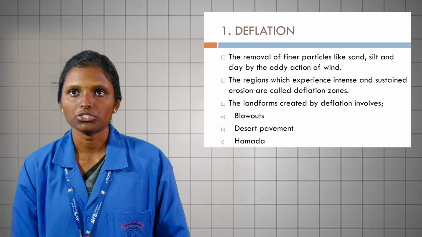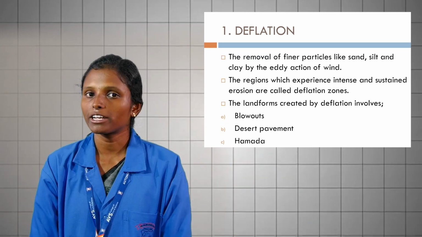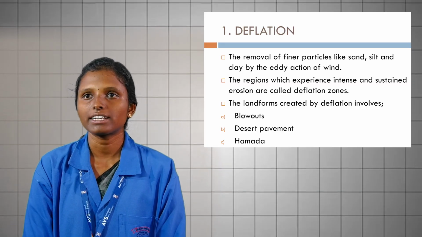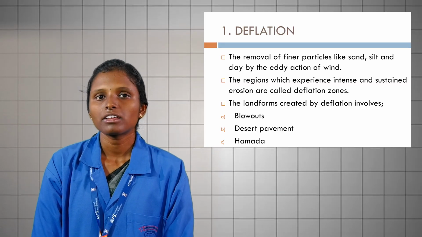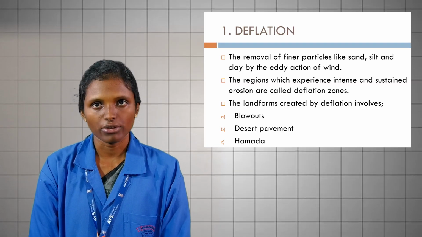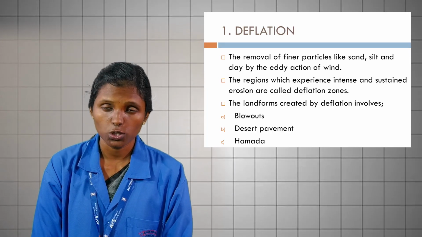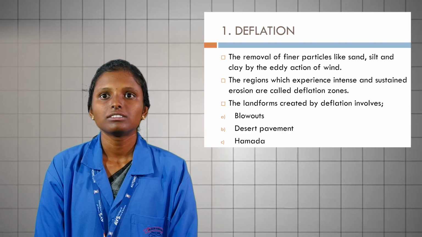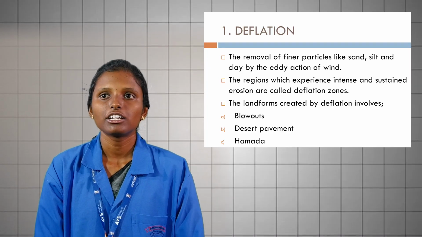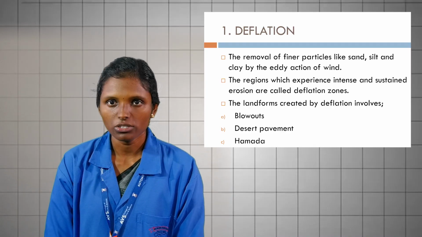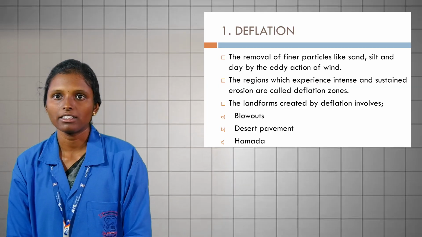The first one is deflation. Deflation is the removal of finer particles. Finer particles like sand, silt and clay are removed by the action of wind. The regions which experience intense and sustained erosion are called deflation zones. The landforms created by deflation include blowouts, desert pavements and hamada.